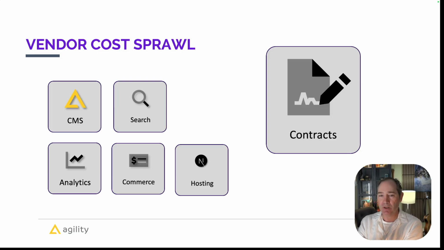You can keep your contracts smaller by choosing the right vendors that only solve the problems that you need. So the technical mitigations that we put in place also should help on the cost mitigations.